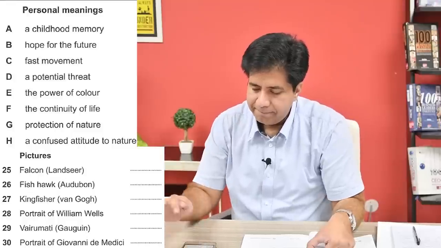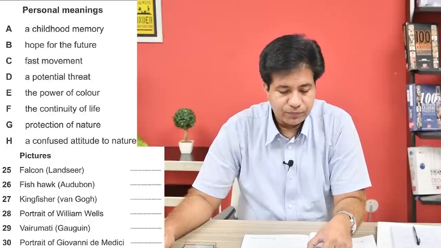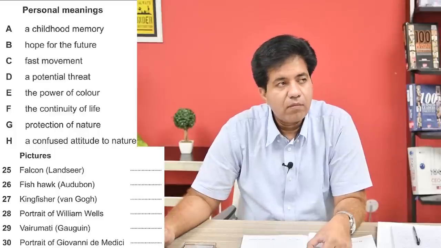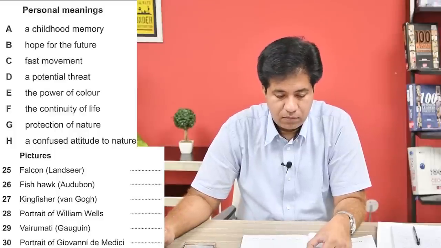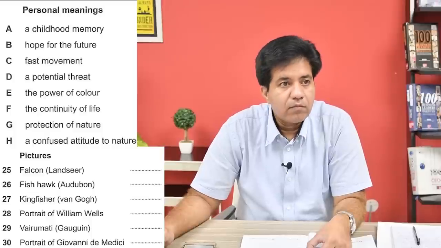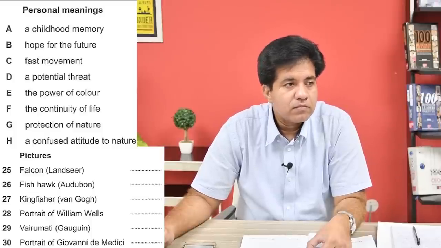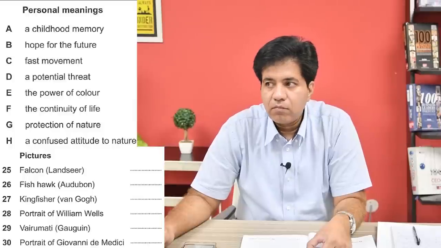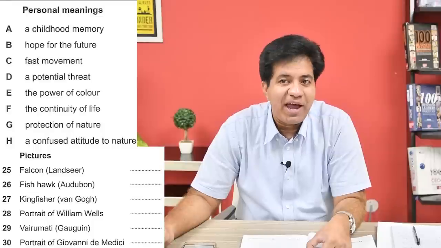Let's start. One part of the project I'm unsure about is where we choose some paintings of birds and say what they mean to us. Like, I chose a painting of a falcon by Landseer. I like it because the bird's standing there with his head turned to one side, but he seems to be staring straight at you. But I can't just say it's a bit scary, can I? You could talk about the possible danger suggested by the bird's look. Oh, okay. Possible danger suggested by the bird's look.